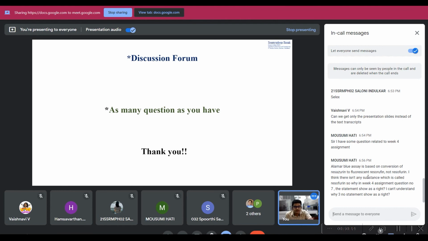This is based on the conclusion of the week 4 assignment question. If you have this issue, this is about fluorescent detection. If you think that this option should be correct, I think you should write this question to the discussion forum, and we will see what can be done. Okay, don't worry.